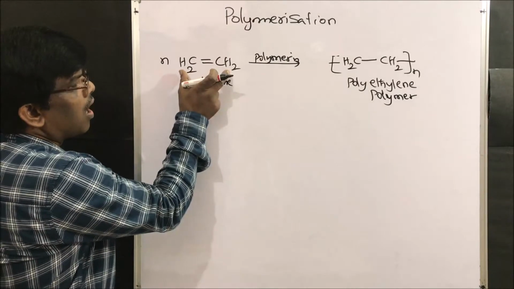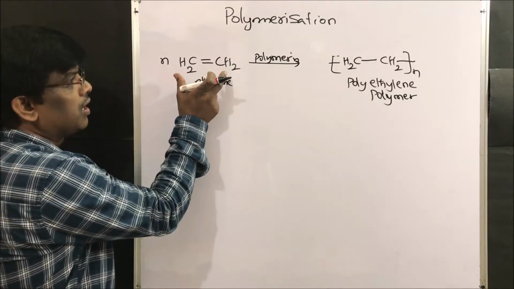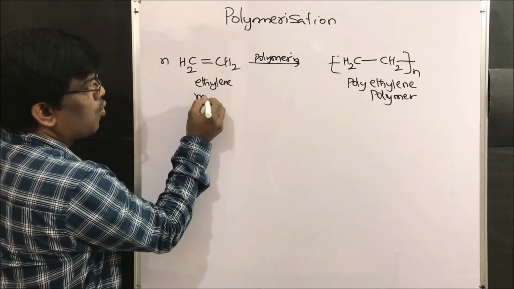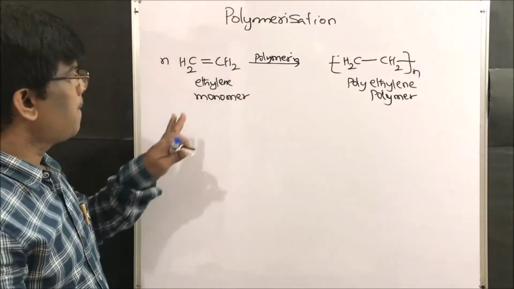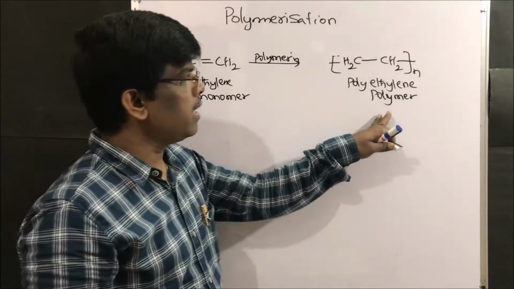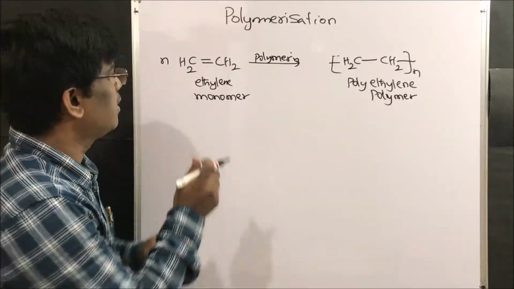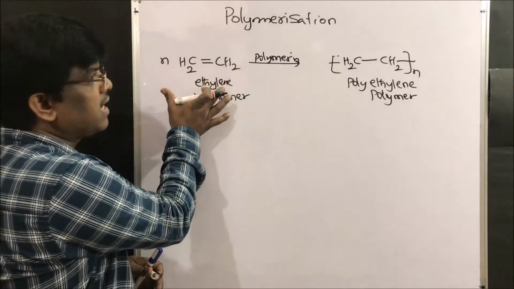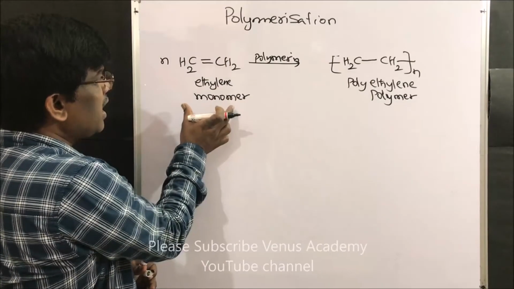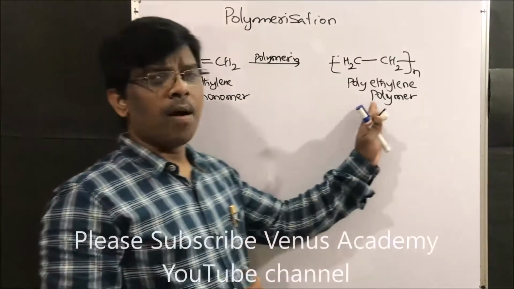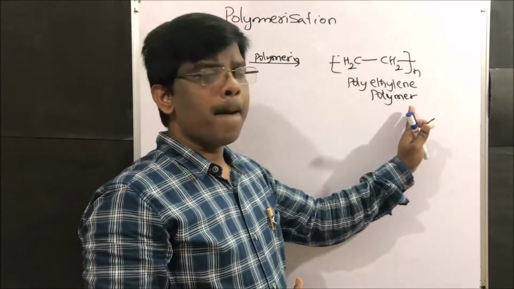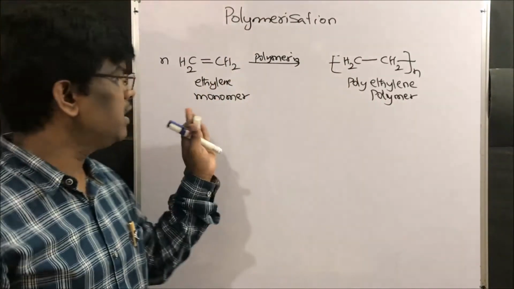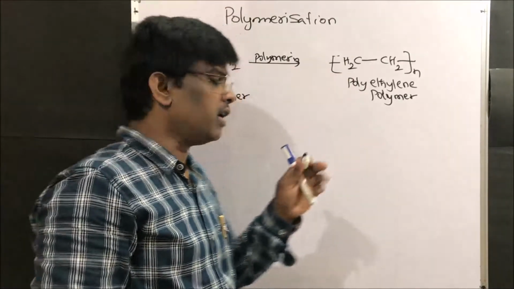So the compound which is on the left hand side is known as the monomer. So terminology: monomer, mono means one; poly means multiple. The one which is on the left hand side in the reaction is the monomer, and the compound we are going to get after polymerization is known as the polymer. So these two words are very important, right?